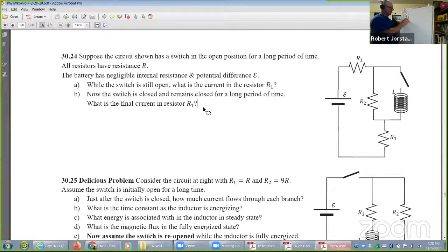Ooh, this might be interesting. So we're told that R1 equals R2 equals R3 has the value R. And that battery's got some, okay, got it.